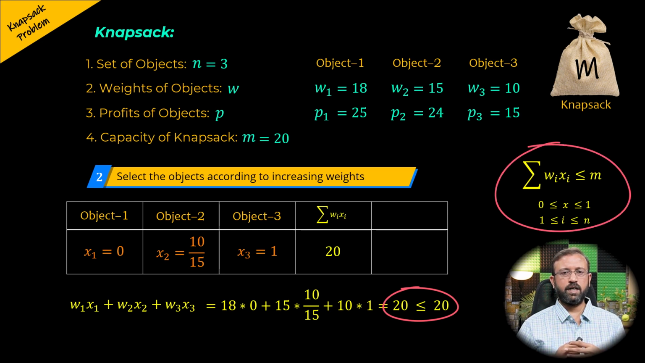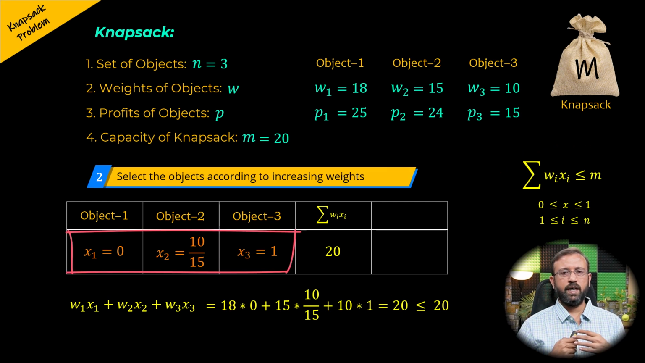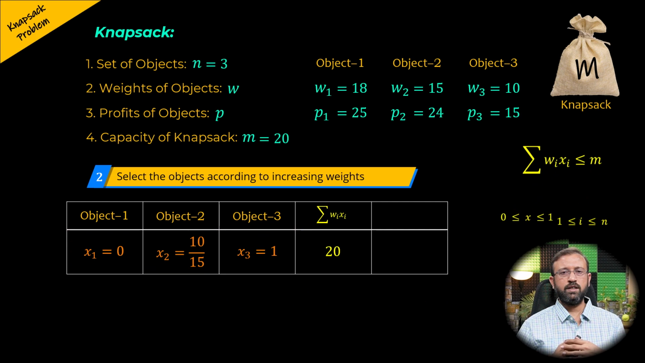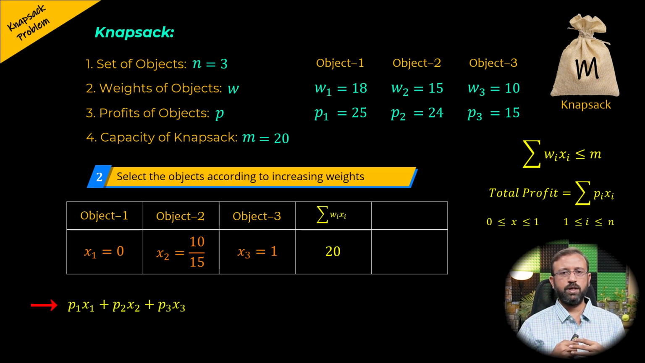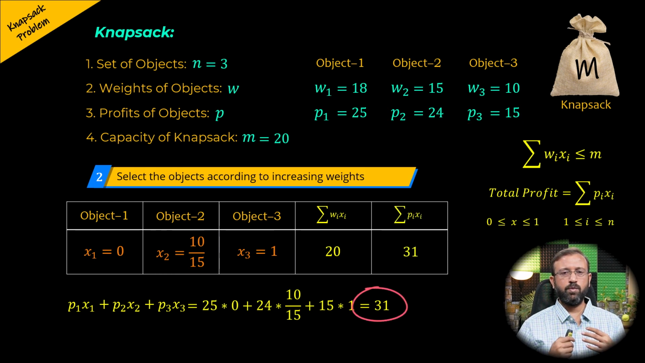So the constraint is satisfied, and since the constraint is satisfied, we say that the solution x1 equal to 0, x2 equal to 10 by 15, and x3 equal to 1 is a feasible solution. Then the total profit earned will be the summation of the product of profits p and the fractions x. So the total profit earned for this feasible solution is p1x1 plus p2x2 plus p3x3, that is 25 multiplied by 0 plus 24 multiplied by 10 by 15 plus 15 multiplied by 1, which is 31.